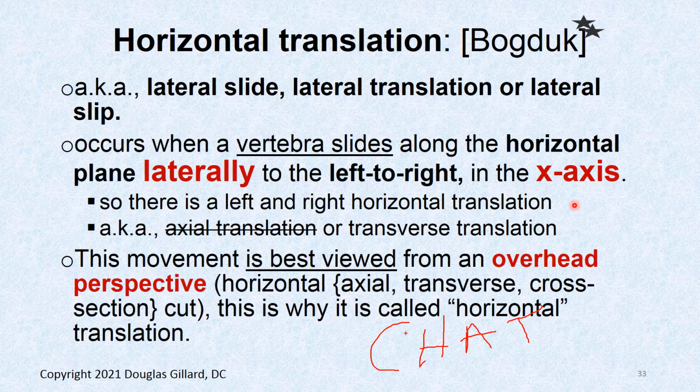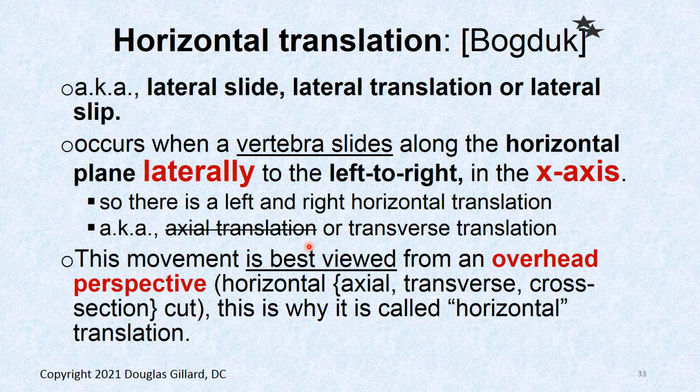So cross-sectional, we don't use that. Horizontal is the way we describe this in anatomy and such. Biomechanics, they use horizontal. Axial is actually, strangely enough, used in a different manner. That's why I have it crossed out here for an AKA. And then, let's see, transverse, we don't really use that one. I mean, the only ones you use is horizontal and axial, really.